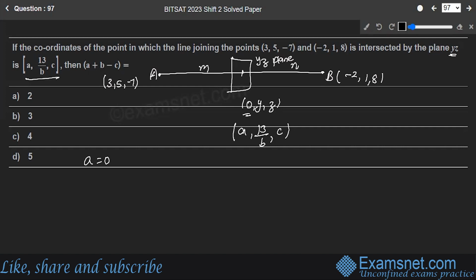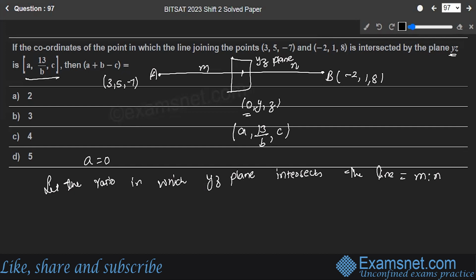So let the ratio be M:1. Let the ratio in which the YZ plane intersects the line be M:1. Therefore, you have 0 equal to M into -2 plus 3 into N divided by M plus N.